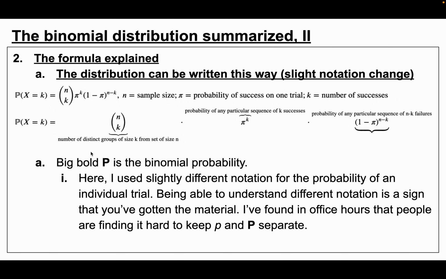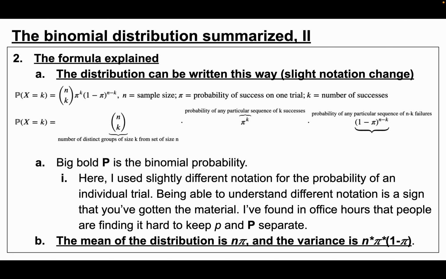And recall finally, although I said it aloud, that big, bold P or blackboard P is the binomial probability. These are totally separate concepts here. Pi is the probability of success on a single trial, but big blackboard P is the probability of observing a sample with k successes. So just make sure to keep those separate.